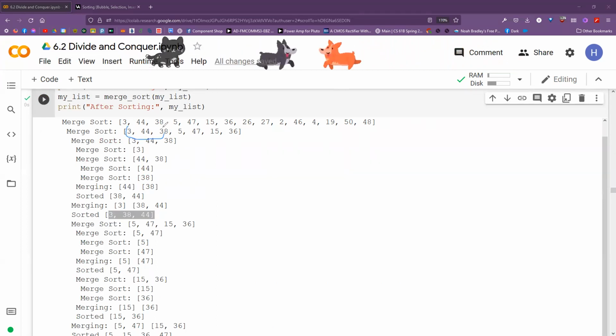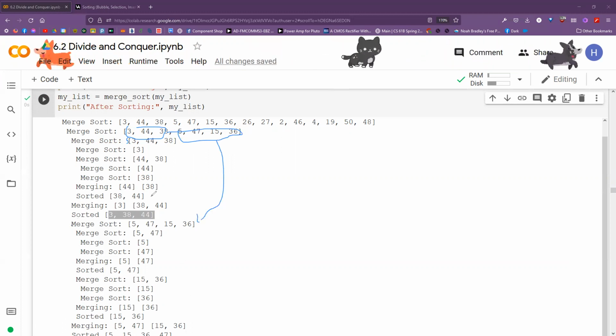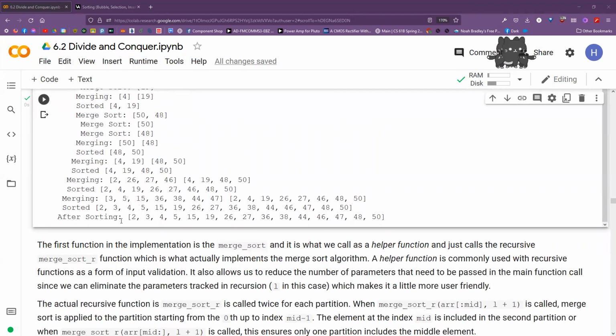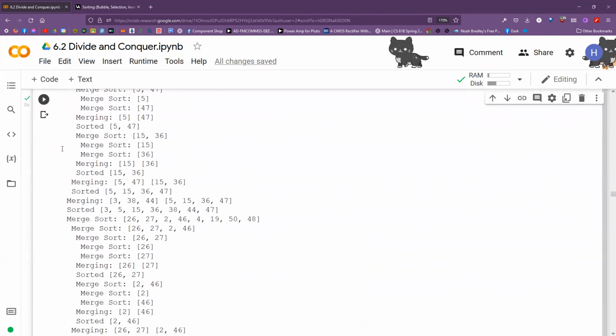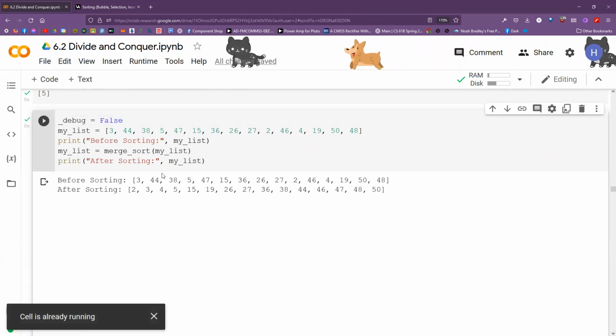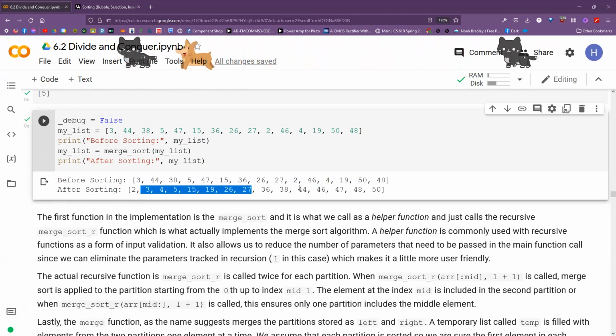So yung first half nito is dito. And then yung second half naman, yung list is dito pa siya masasort. So magka-level naman sila. So makikita nyo lang individual steps ng pag-sort. And eventually, sa dulo, we have a sorted list over here. And then, ayun, if ayaw nyo naman makita yan, pwede nyo naman gawin false to. And then yun lang ipapakita niya before sorting and after sorting.